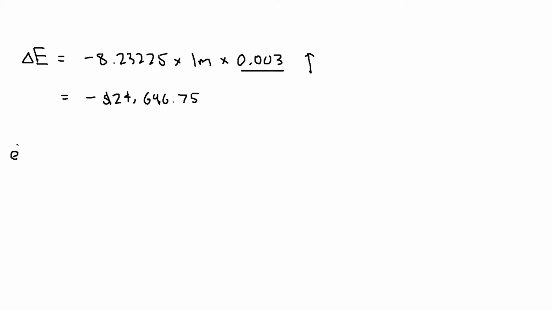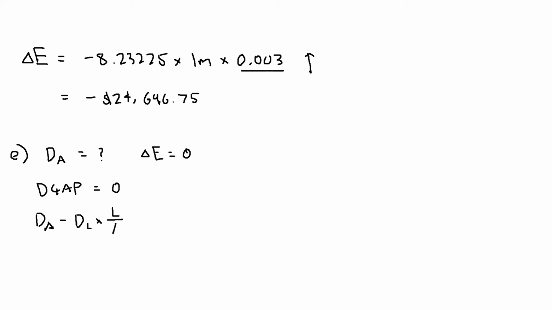So essentially for this question, we're trying to find the value for the duration of assets if we were to make the change in equity equal to 0. So to immunize equity from change in interest rate, remember that you essentially want to have duration gap equal to 0. So D gap equal to 0. And what is D gap again? D gap is just your duration of assets minus duration of liabilities times total liability value over total asset value. And we want to make this equal to 0.